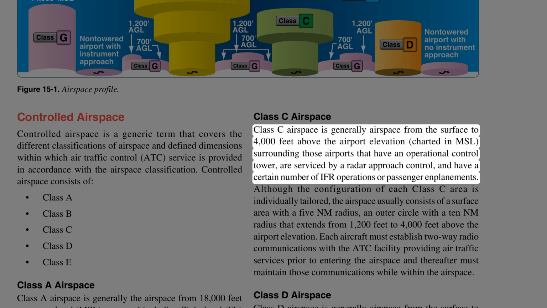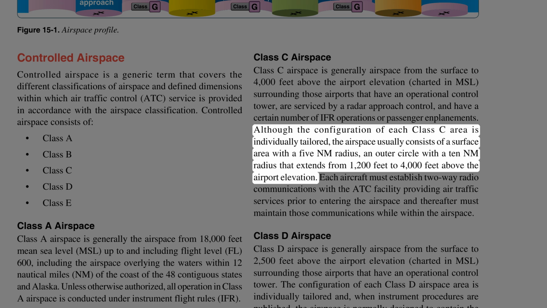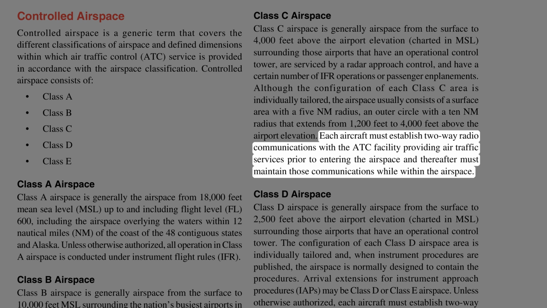Class C airspace. Class C airspace is generally airspace from the surface to 4,000 feet above the airport elevation, charted in MSL, surrounding those airports that have an operational control tower, are serviced by a radar approach control, and have a certain number of IFR operations or passenger enplanements. Although the configuration of each Class C area is individually tailored, the airspace usually consists of a surface area with a 5 NM radius, and an outer circle with a 10 NM radius that extends from 1,200 feet to 4,000 feet above the airport elevation. Each aircraft must establish two-way radio communications with the ATC facility providing air traffic services prior to entering the airspace and thereafter must maintain those communications while within the airspace.